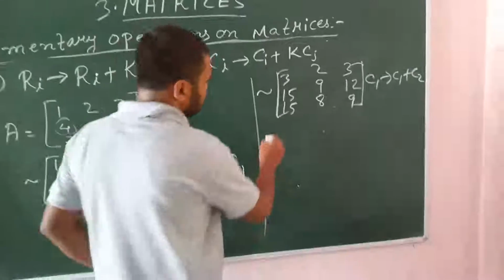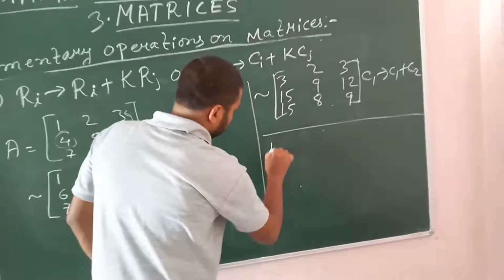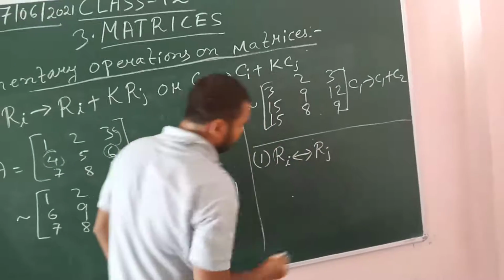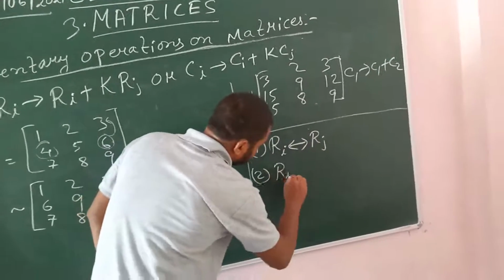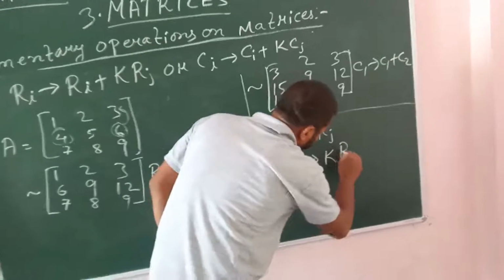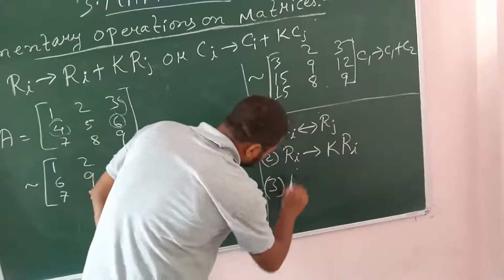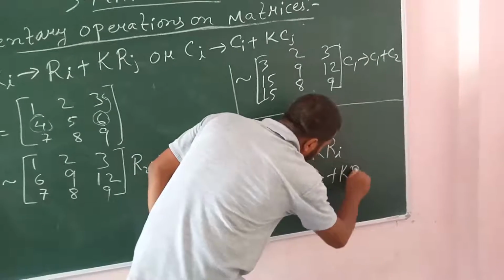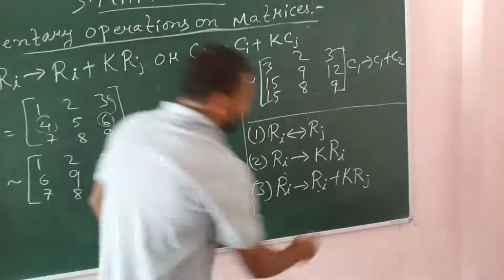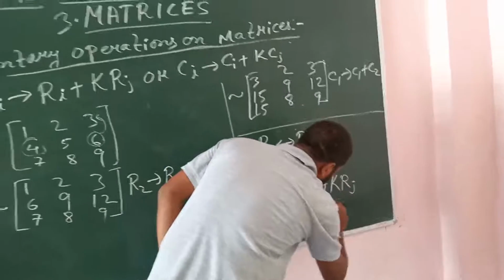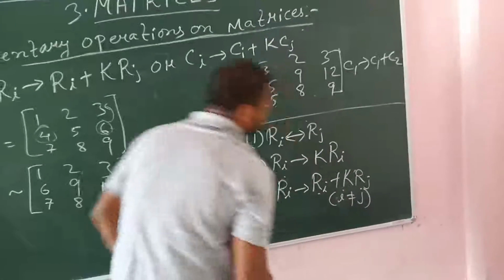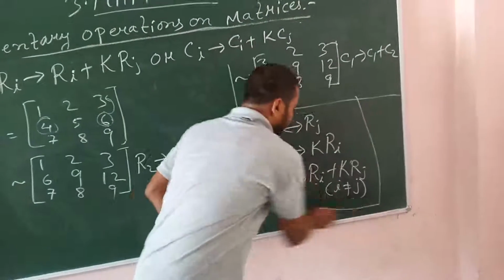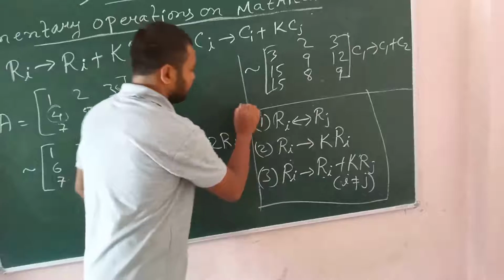So always remember these three elementary operations. First, Ri and Rj can be interchanged, and the same for columns. Second, Ri can be multiplied by k, that is k into Ri. Third, Ri plus k into Rj, where i and j are not equal. If i is equal to j, then it reduces to the second elementary operation. Always note these three elementary operations down. It is very important.